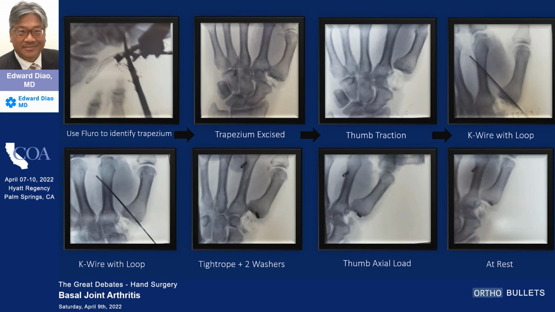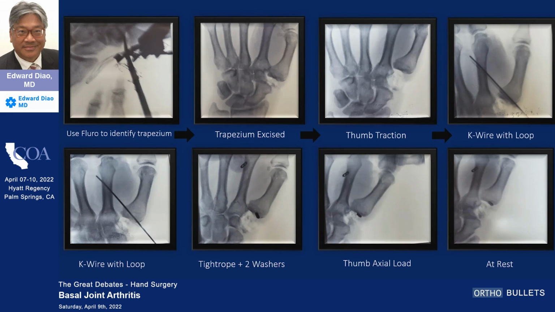In this case, I'm using an implant, so this is just part of my operation. This is a K-wire with a nitinol loop at the end, and if you follow on the second panel, the lower panel, the K-wire with the loop is used to advance this device, which is the tightrope. It's a suture, or it's called suture suspension, and it has 2 washers.